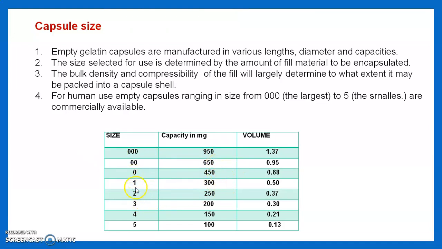Size 000 contains 950 mg of the drug, 00 contains 650 mg, size 0 contains 450 mg, size 1 contains 300 mg, size 2 contains 250 mg, size 3 contains 200 mg, size 4 contains 150 mg, and size 5 is the smallest, which contains 100 mg of the drug. Large capsules are available for veterinary use. Mostly the large 000 size capsules are prepared for veterinary use.